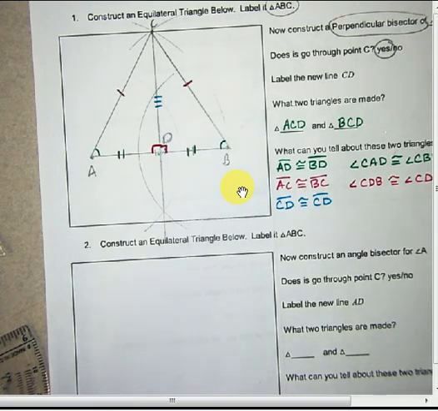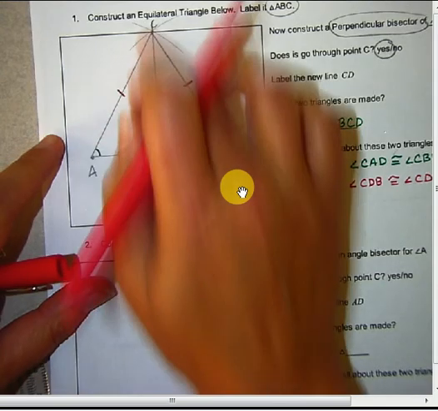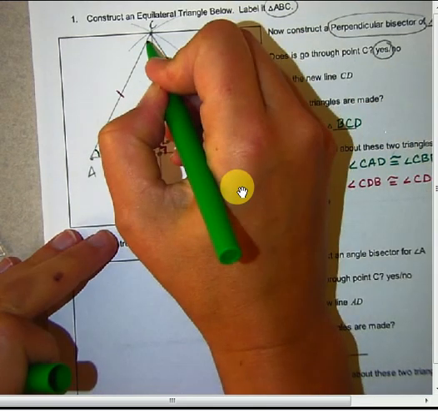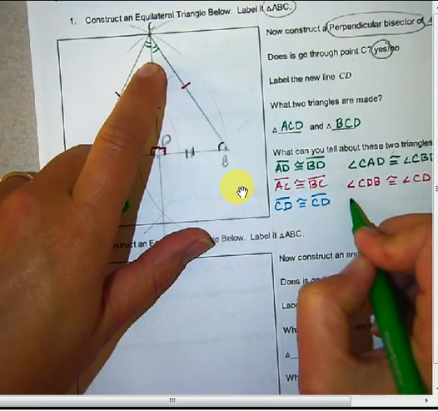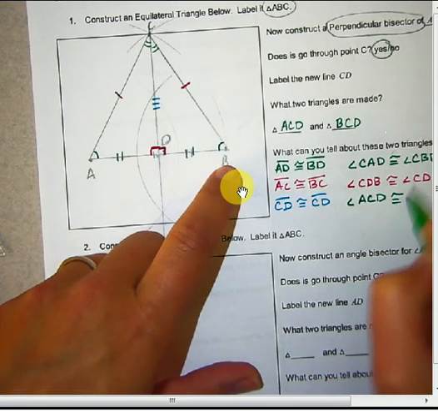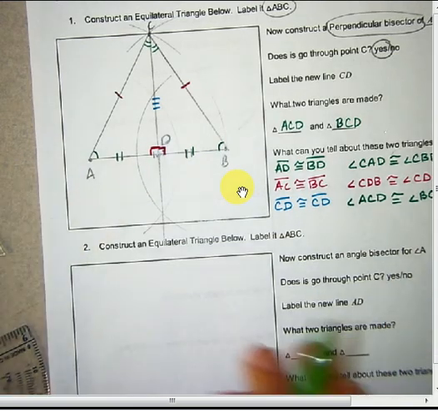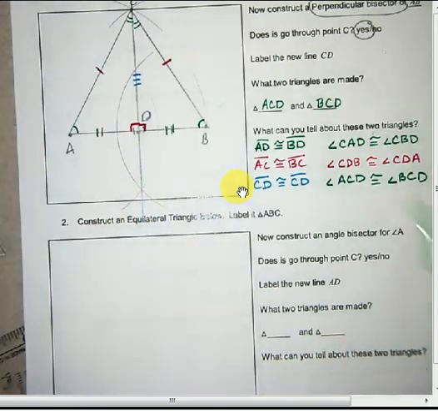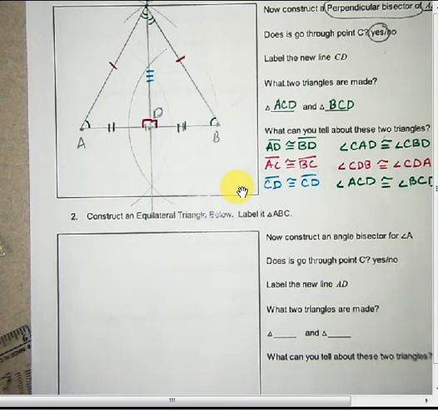Well, if two of the angles are the same, and all three of the angles have to add up to 180, that means that this third angle right here must be the same for each one of those. So angle, let's see, that'd be ACD is congruent to angle BCD. Wow, so everything's congruent. These two triangles are congruent triangles because every side is the same and every angle is the same. Very cool, very cool.